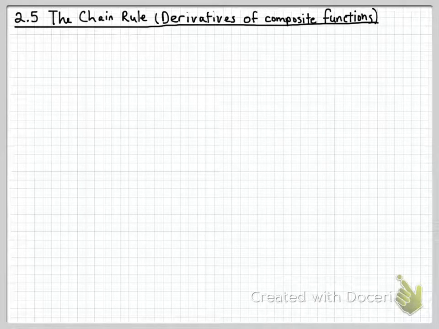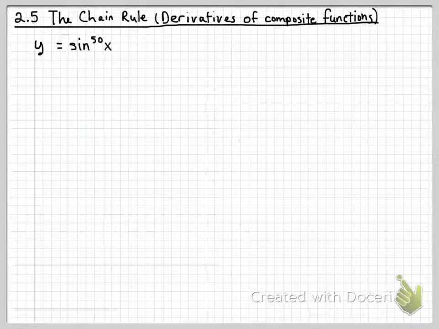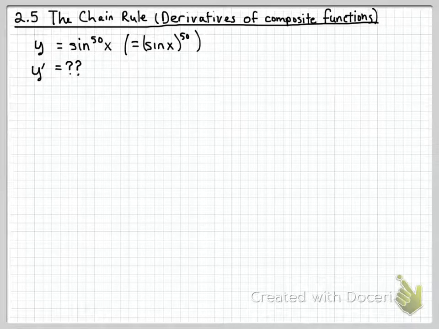Alright, today we get to talk about the chain rule. This has to do with taking derivatives of functions that are made by composing simpler ones together. For example, let's say we want the derivative of sine to the 50th power of x. Remember, that means sine of x to the 50th power. It's just a shorter way of writing it.